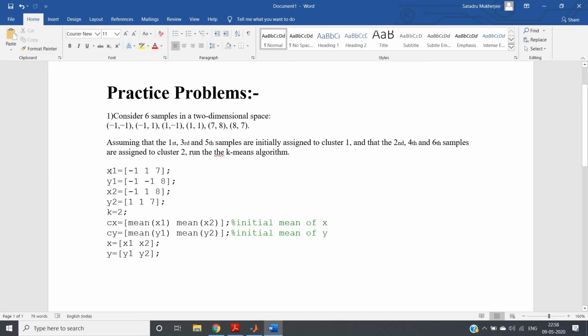Now what will we do? We require only one data set, right? So we will form one new matrix using x1 and x2, just appending those. So x will be x1 x2, and y will be y1 y2. In the same way you are appending the y coordinates. Now we can apply the K-means algorithm as we have discussed earlier, as simple as that, right?